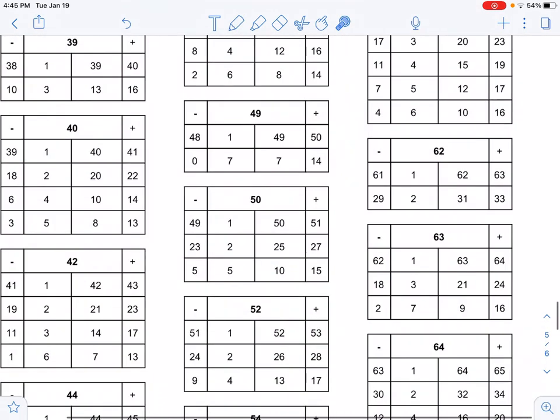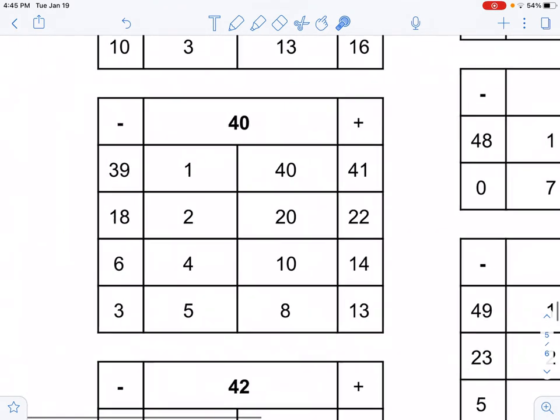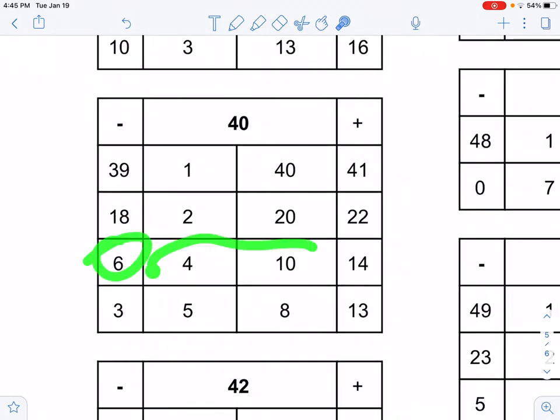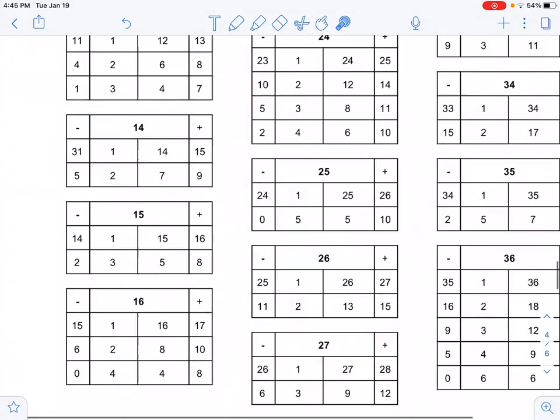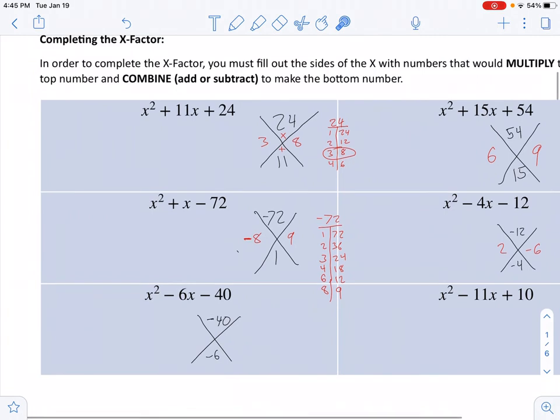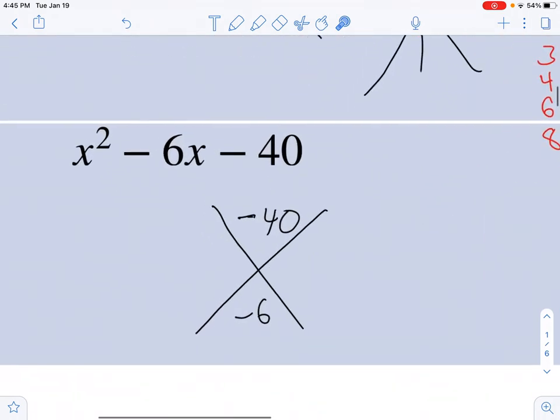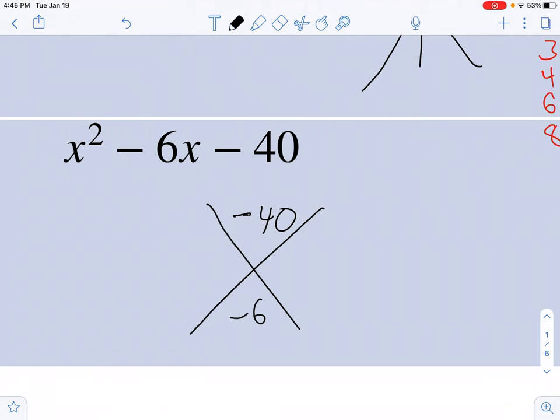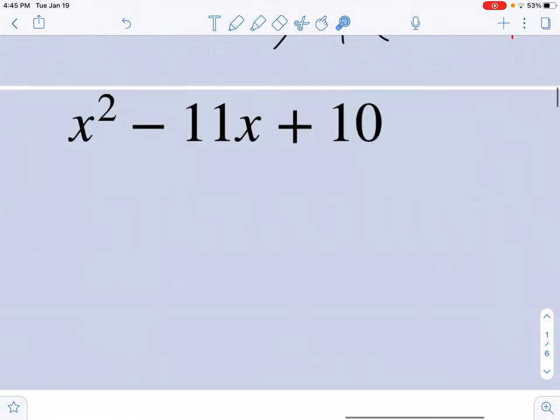I'm going to jump down to my chart here just to show you. So let's see, 40. Here's my 6, 4 and 10. So the chart's actually really nice. It took me a lot of work to create that. I should probably sell it to somebody. Okay, so that was, again, 4 and 10. And then we just have to figure out the signs. 4 times 10. And in order to get a negative 6 on the bottom, I'm going to need a negative 10 there. Your big number is always going to have the same sign as your bottom number. Just a life hack there.